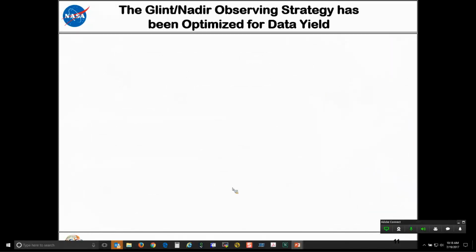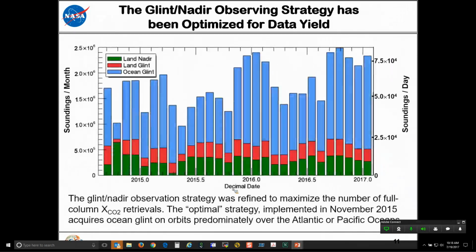Okay, how many cloud-free measurements can we collect? This chart shows the number of soundings gathered per month on the left and per day on the right. I'm going to focus on the axis on the right. We make on the order of about 50,000 to 75,000 clear sky measurements each day.